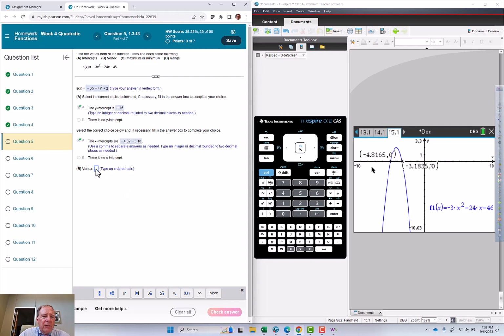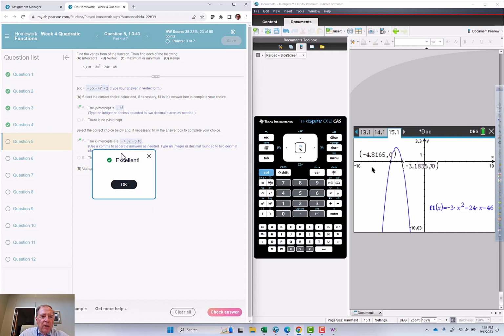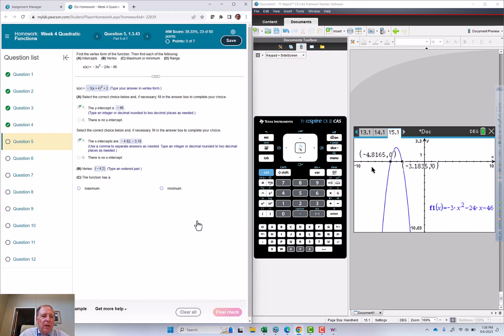The vertex we already figured out is at negative 4, positive 2, so we're going to use the ordered pair template. Check answer. Excellent. The function has a maximum, and we want the y coordinate of the vertex, so that's going to be 2.